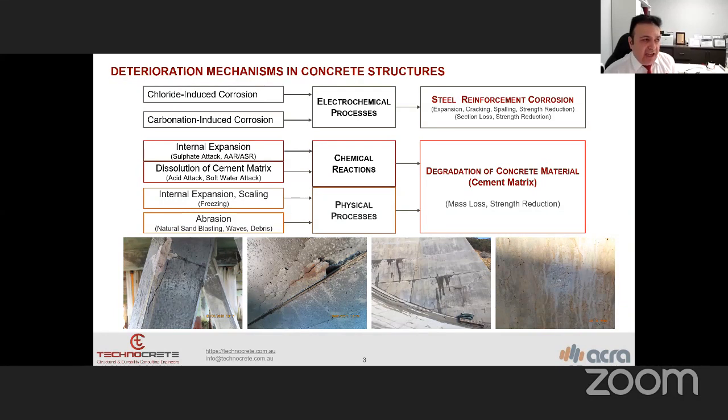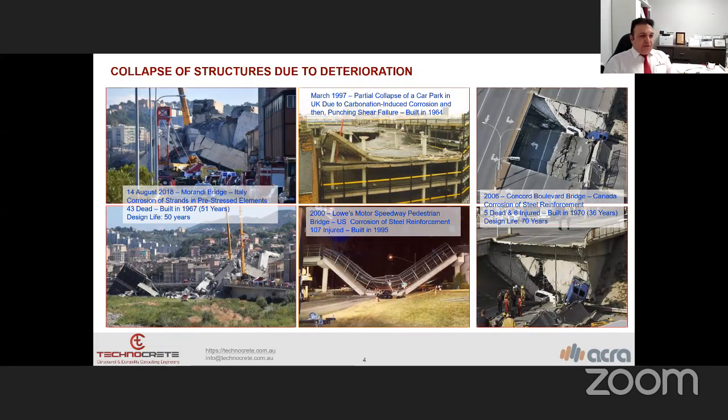All of these deterioration mechanisms can be classified as durability problems, but at the end, they will be converted to reduction of structural performance and structural strength of the structure. That's why when we say durability problem, in the long term it can be converted to a structural problem. For example, I'm presenting some collapses of bridges and a car park due to deterioration of materials, and they can be classified as durability problems, but as you can see, they are structural problems at the end.